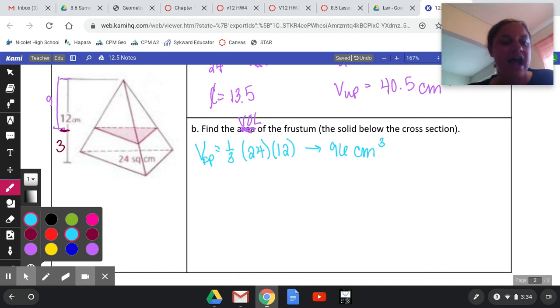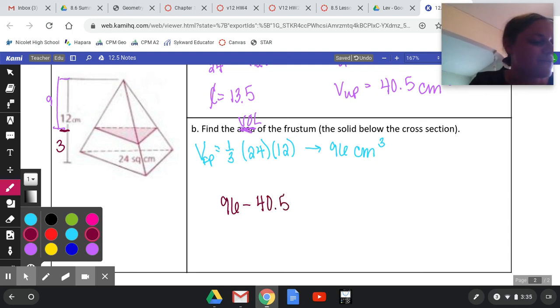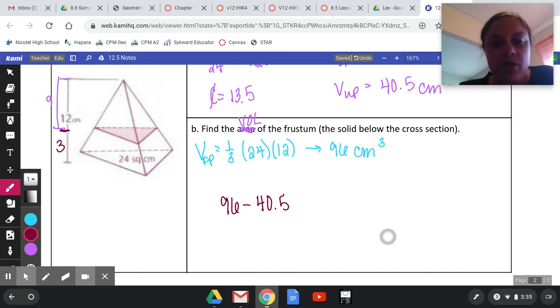And now I need to find the difference of those two. I am going to take the volume of the full pyramid, which is 96, and subtract the volume of the upper pyramid, which is 40.5. 96 minus 40.5 is equal to 55.5 cubic centimeters.